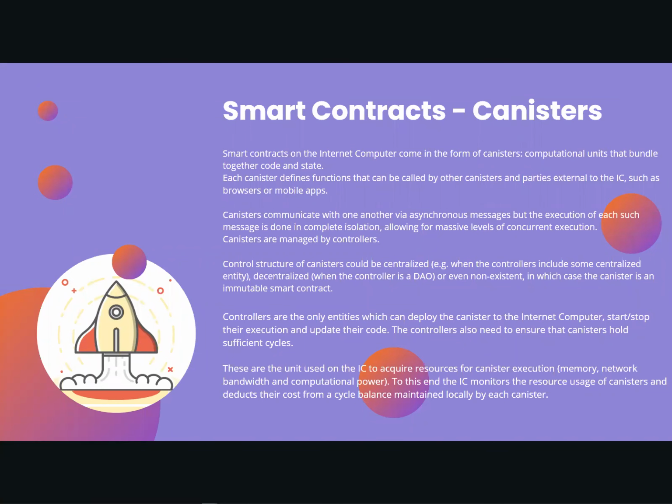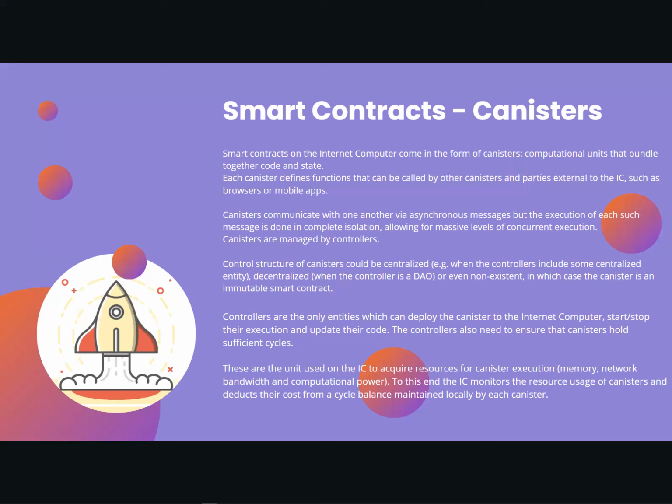Canisters can communicate with one another via asynchronous messages, but the execution of each such message is done in complete isolation, allowing massive levels of concurrent execution. The canisters are managed by controllers, and control structures of canisters could be centralized, maybe when the controllers include some centralized entity, or decentralized, like when the controller is a DAO or even nonexistent, in which case the canister is an immutable smart contract.